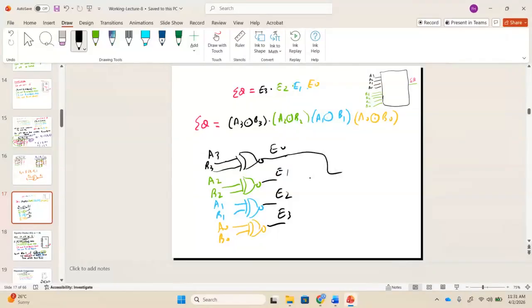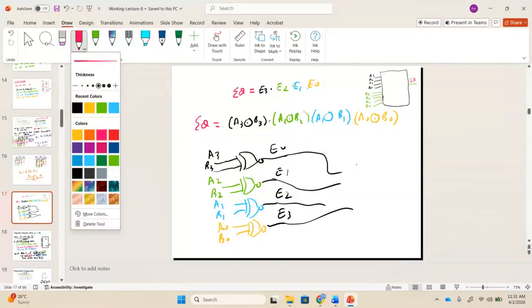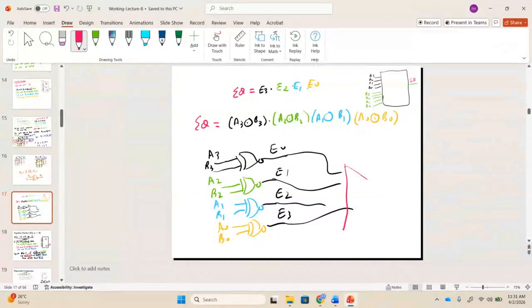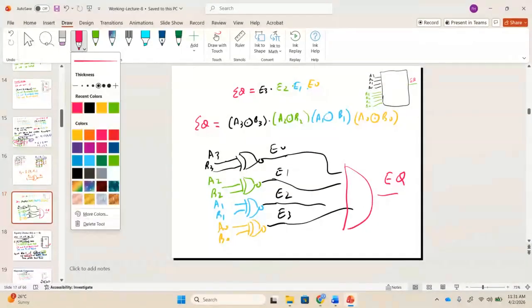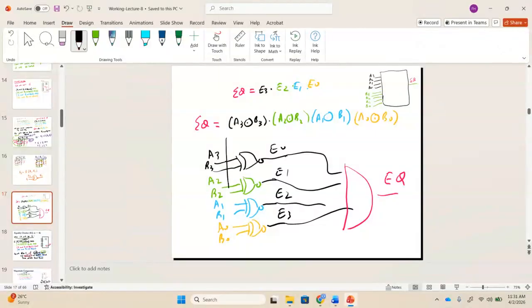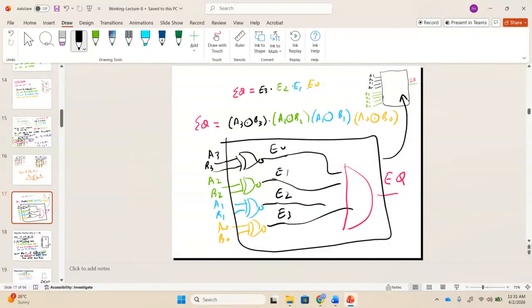But now I'm going to AND all of them. Since we are going to AND all of them, I'm using the red color. Basically the AND of all of them gives me the equal. Any question? Can you see here, this is the block diagram of an equal comparator. This is the complete block diagram, and it's the same thing as this. Any question?